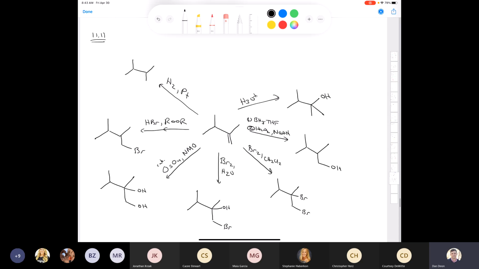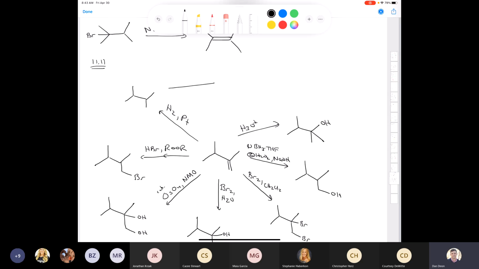There's a couple other reactions in this problem, isn't there? What if we want to take the 2,3-dimethyl butane, and we want to brominate it? For that, we would just use bromine and light because that's a radical mechanism.